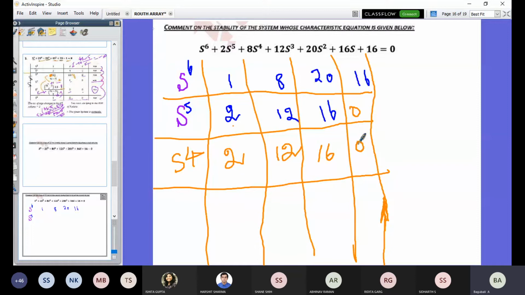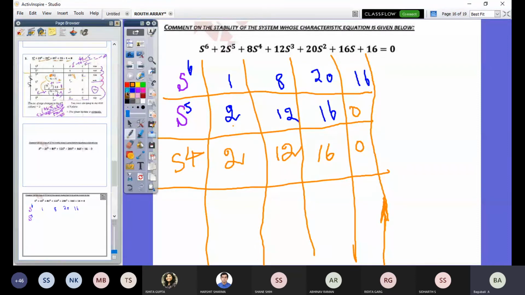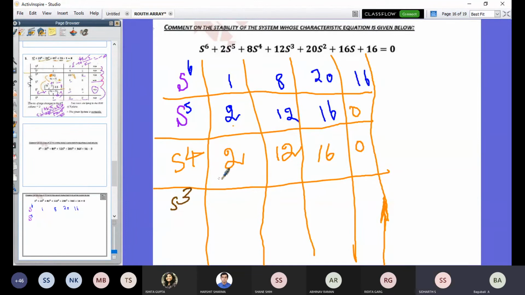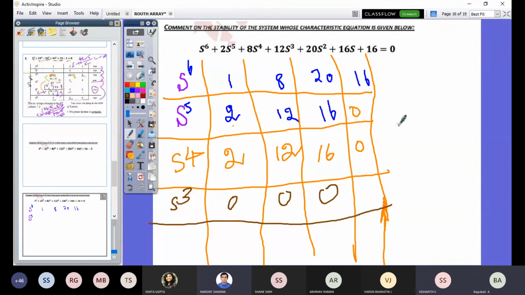Next column it should be 0. What about the next row? The s cube row: all the columns are 0. 2 into 12 minus 2 into 12 is 0. Again 2 into 16 minus 2 into 16 is 0. 2 into 0 minus 2 into 0 is 0. What we have to do now? What is the step? Auxiliary equation.